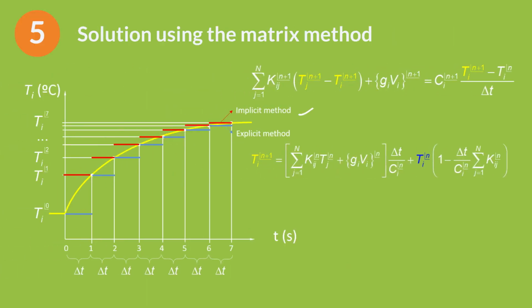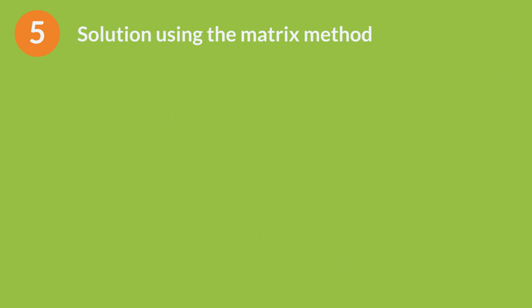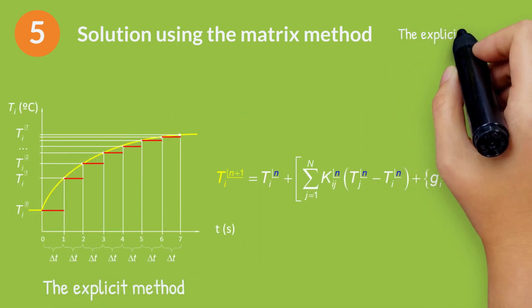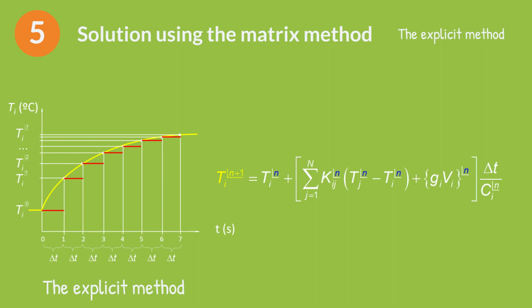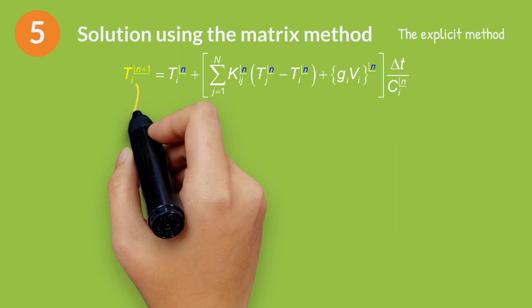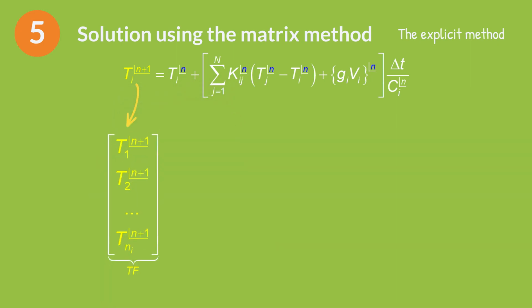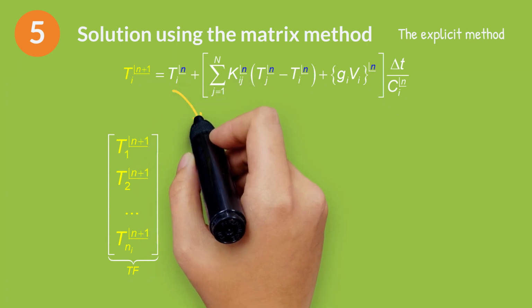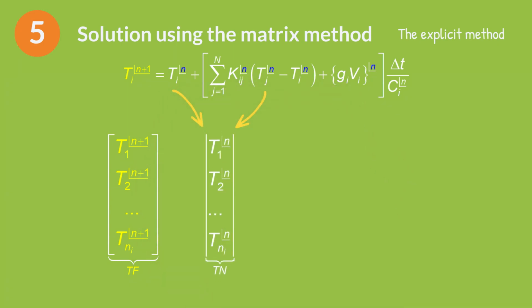Recall also the expressions of the conservation equations for the implicit method and for the explicit method. For the explicit method, the expression of the unknown temperature at time n+1 is a function of known parameters. We call Tf the vector of the temperatures at the instant n+1, and Tn the vector of temperatures at the instant n.